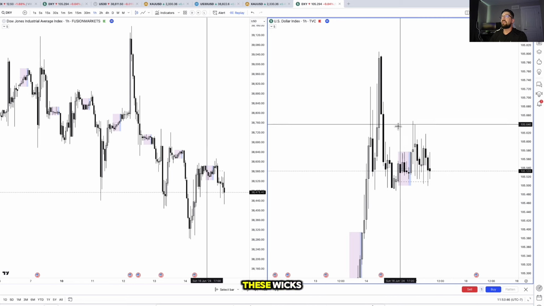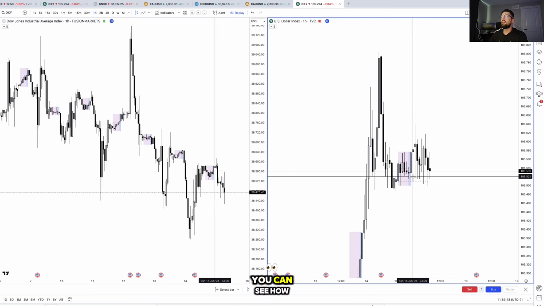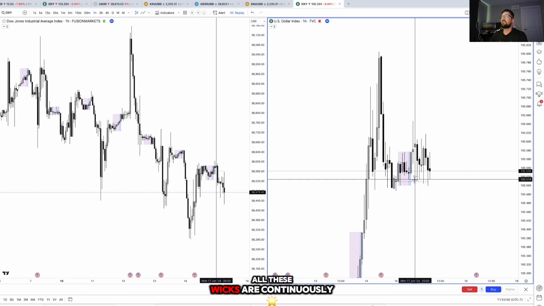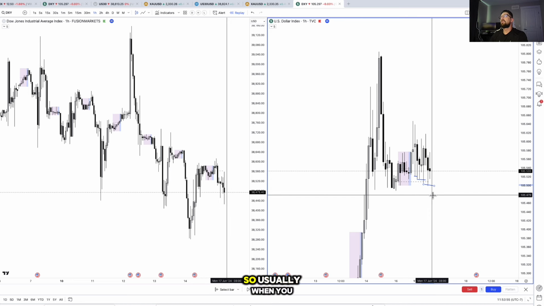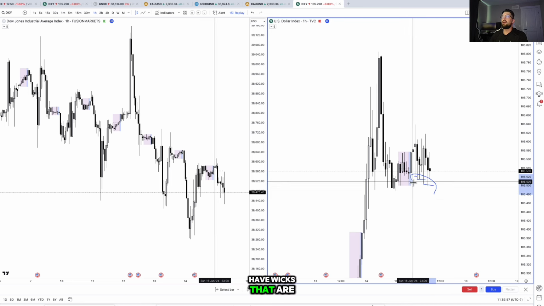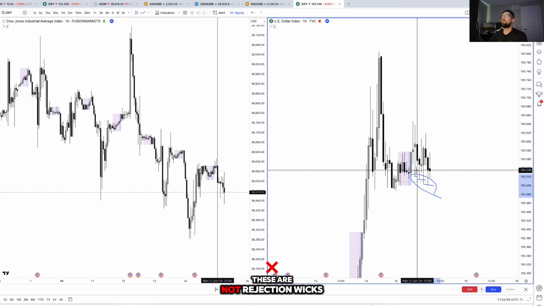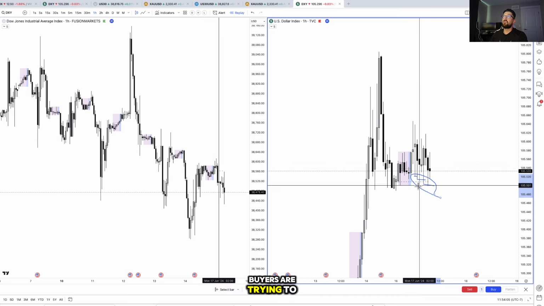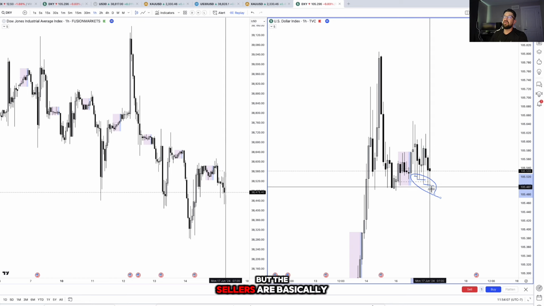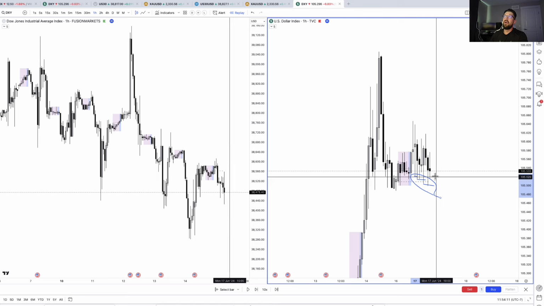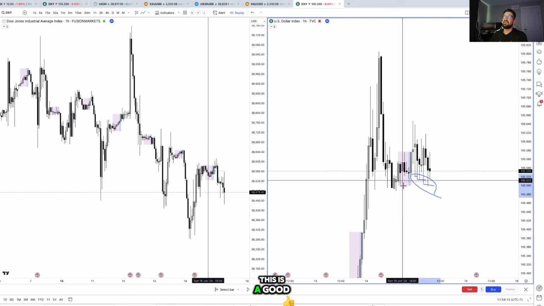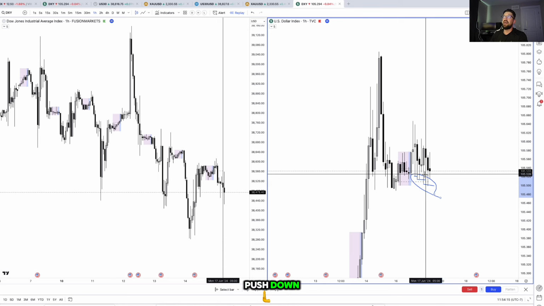If we look at all these wicks, you can see how all these wicks are continuously reaching lower. So usually when you have wicks that are reaching lower, these are not rejection wicks. These are reaching. Price is reaching lower. Buyers are trying to beat out the sellers, but the sellers are basically just collecting sell orders. And ultimately, this is a good sign that price is about to push down.